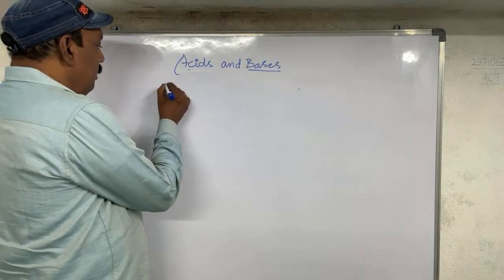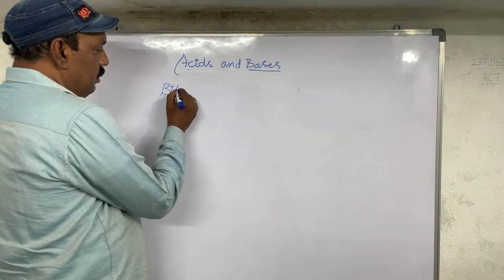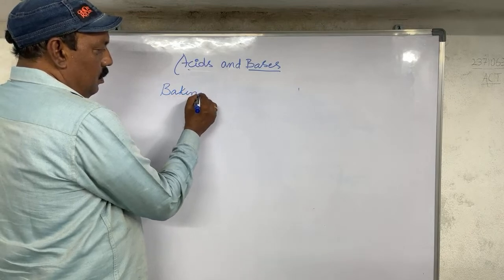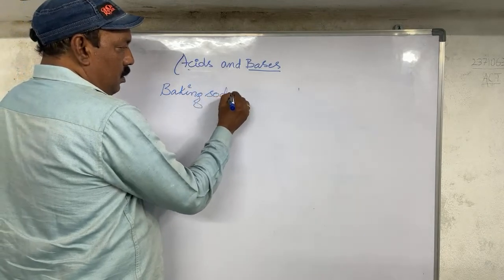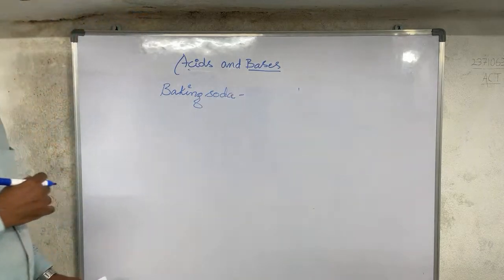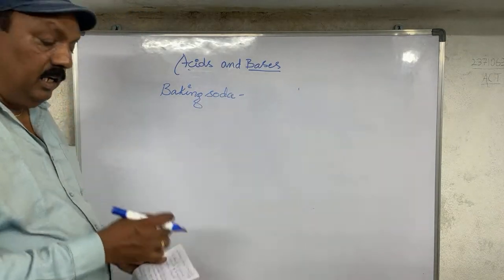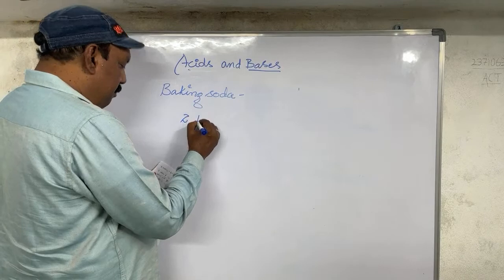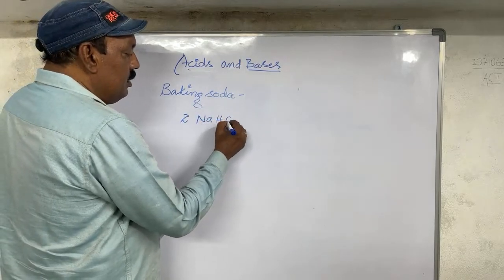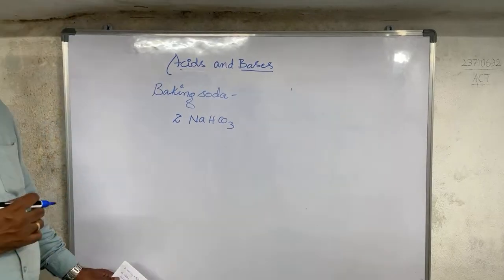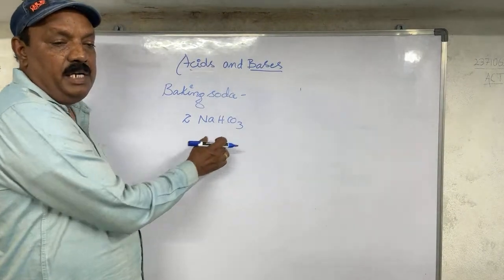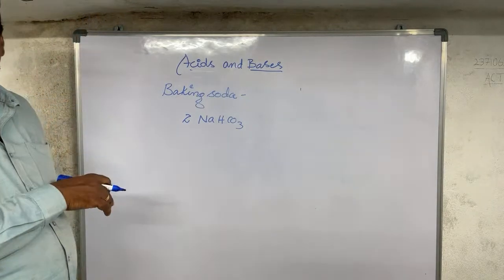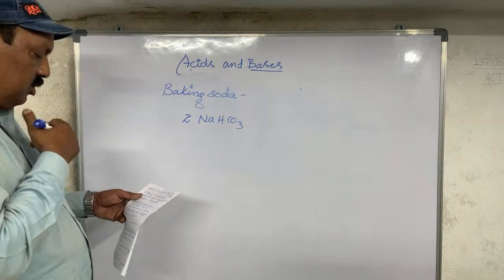Now to the point of baking soda. What is baking soda? Why is it used on different occasions? I will tell you. First of all, I will give one equation here. The most important thing is NaHCO3. This is the chemical formula of baking soda. That means sodium hydrogen carbonate, or we can say sodium bicarbonate.